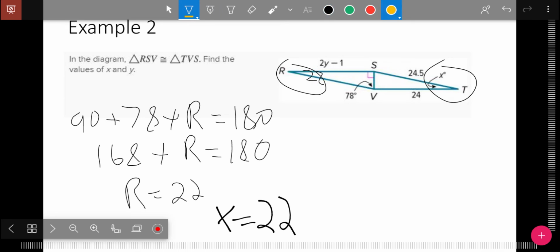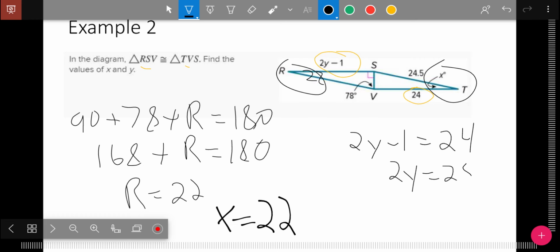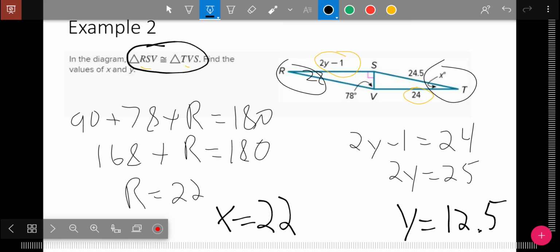Now, when I go back to look at Y, Y is on side RS. RS, the first two letters, matches TV. TV is 24. And so I'm going to set that up as 2Y minus 1 equals 24. I add the 1 over. I divide by 2. I get Y equals 12.5. So I use my knowledge of what this congruent statement meant to solve problems.